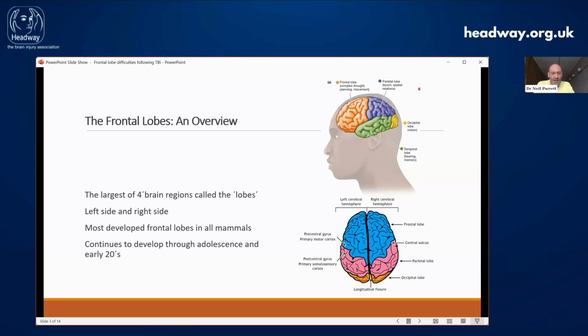It's continually developing through adolescence, and is actually the last bit to fully develop, not until maybe your mid-20s. So anybody who has any adolescents at home will understand maybe at the end of the talk how they're lacking some of the executive skills that are important in human behavior. So next slide.